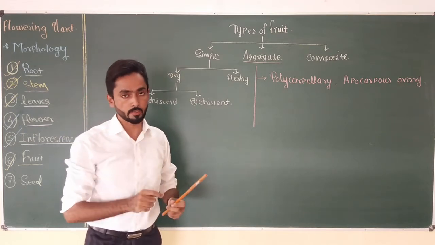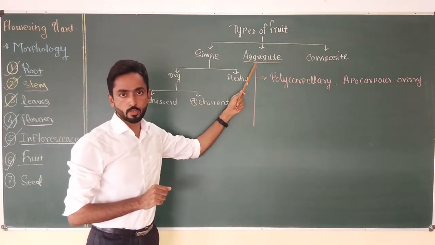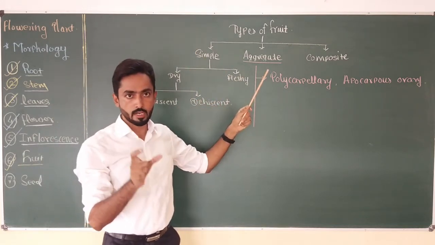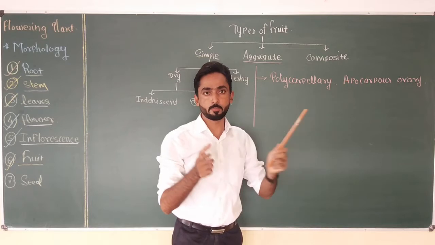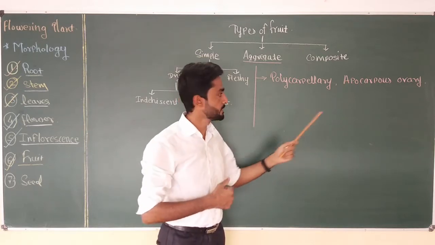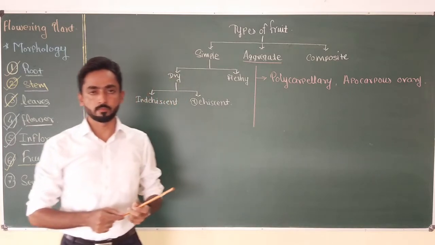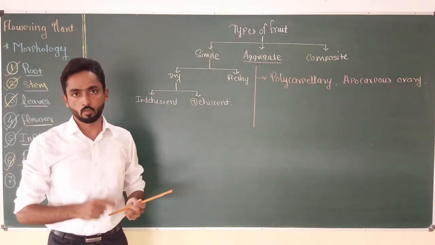This is the main difference between aggregate fruit and simple fruit. In case of simple fruit, the ovary or the carpels are syncarpous, that means they are fused with one another. But in this case, the apocarpous condition is present in the flower, and each carpel of the flower is generally free from one another.